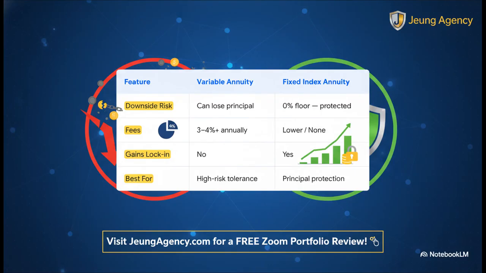This chart really puts it all together. Let's just run down the list. Downside risk: with a variable annuity, you can lose principal. With an FIA, you have that 0% floor, your principal is protected. Fees: you're looking at 3 to 4% plus for variable versus much lower and sometimes zero annual fees for FIAs. And locking in your gains: that's a no for the volatile variable annuity and a big yes for the FIA. It really just comes down to a clear choice. Are you comfortable with high risk, or is protecting your principal your number one priority?